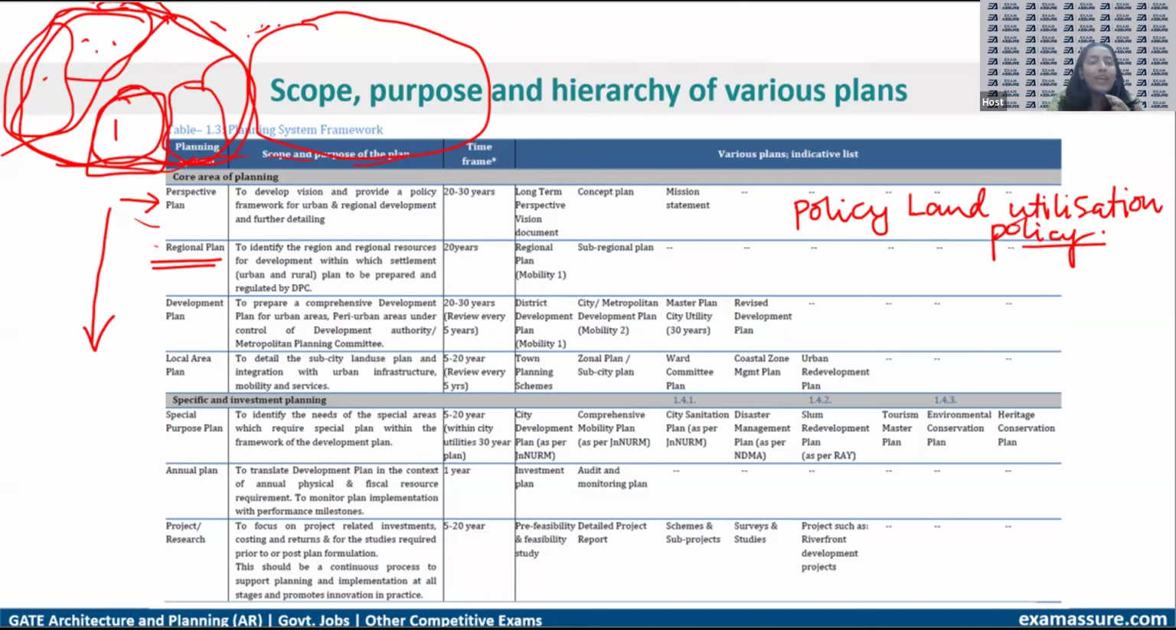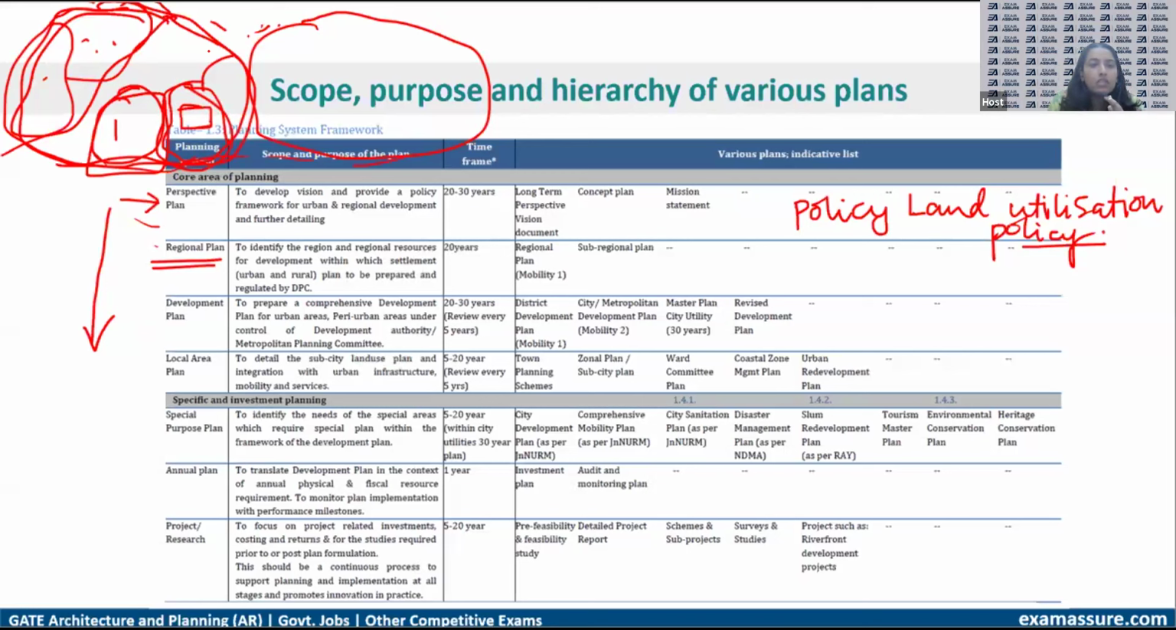Okay. Now, within that particular regional plan, when you have to detail out the development of different cities within that district, that is where we move towards your development plan. In some states, for example Delhi, the term is used interchangeably with master plan as well. So, what is it exactly?